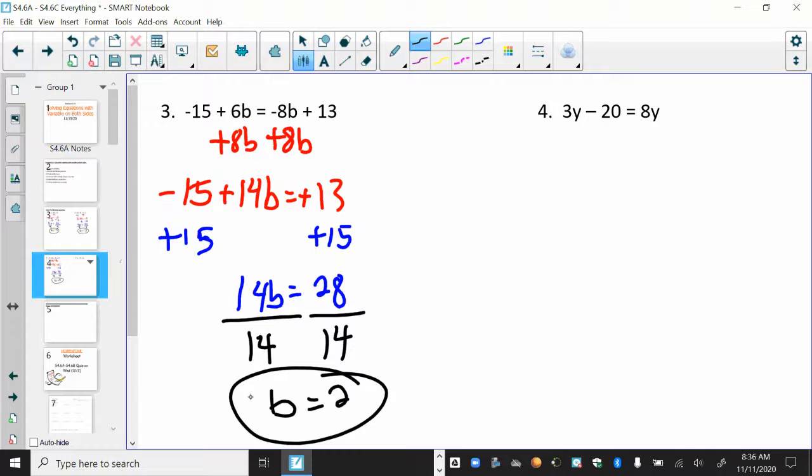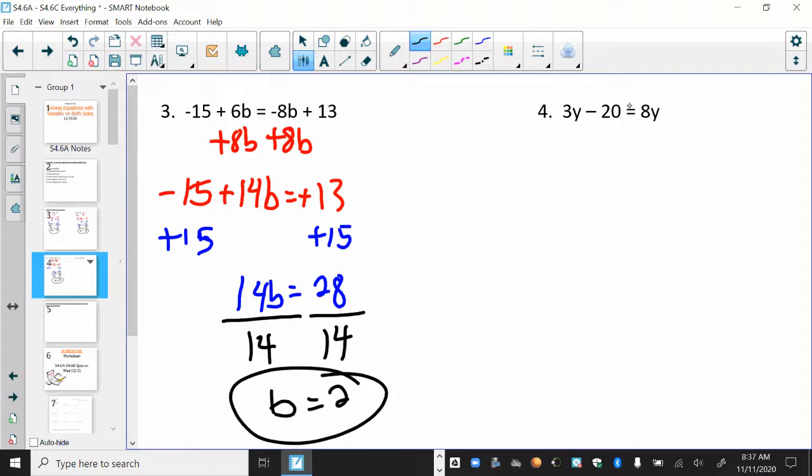All right, question 4. Here's one situation. Normally, I tell you to move right to left. But in a situation where you only have the variable term on the right, you don't want to do that. I would suggest moving your terms when one side is already only the letter term, right? Notice how this is 3y minus 20 equals 8y. We are going to move our way that way.